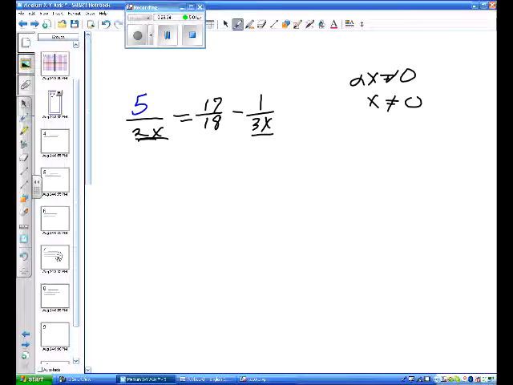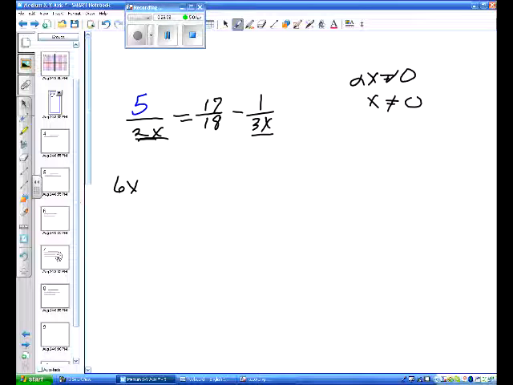Now we're going to multiply all of our terms by our common denominator. We get the common denominator the same way that we have in the past. For 2 and for 3, our common denominator is 6. Then for our variable, you take every variable the most that it appears in any one denominator. So that would be x. It appears once in each one of these. So that would be 6x.